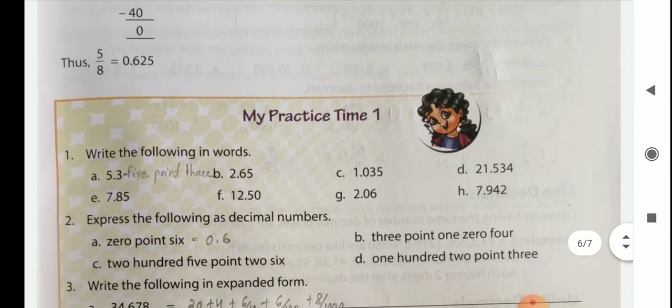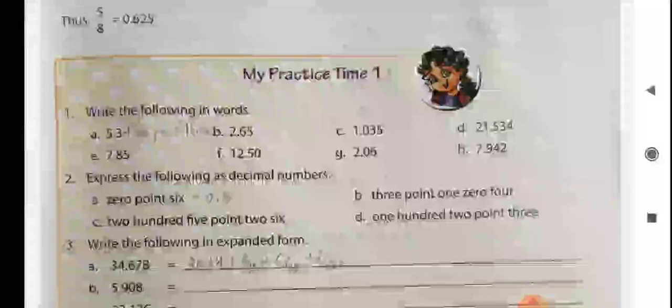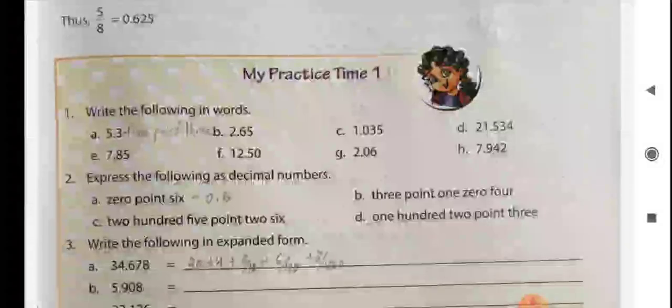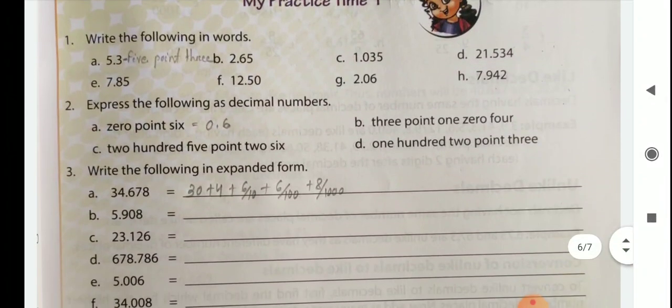Then my practice time 1. Question 1, write the following in words: 5.3, then 2.65, then 1.035. Like this you write in words. Then question 2, express the following as decimal numbers. Here words are given, you have to write just the decimal number. Then question 3, you have to write in expanded form.